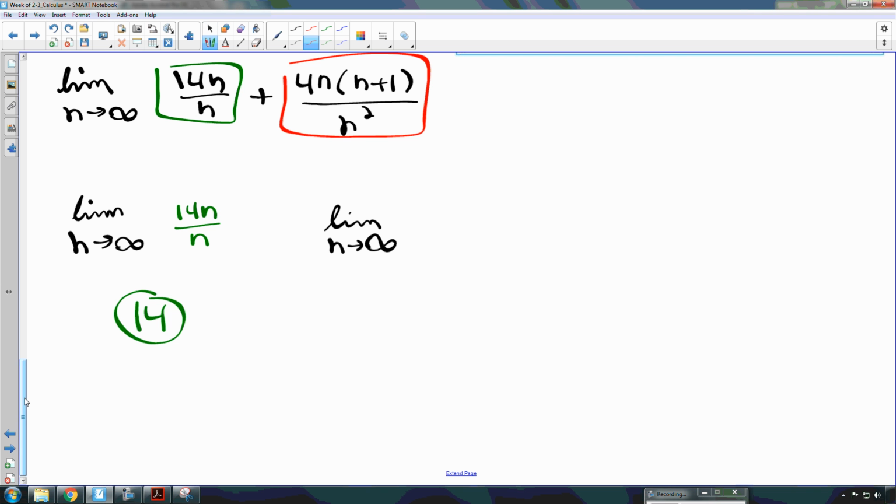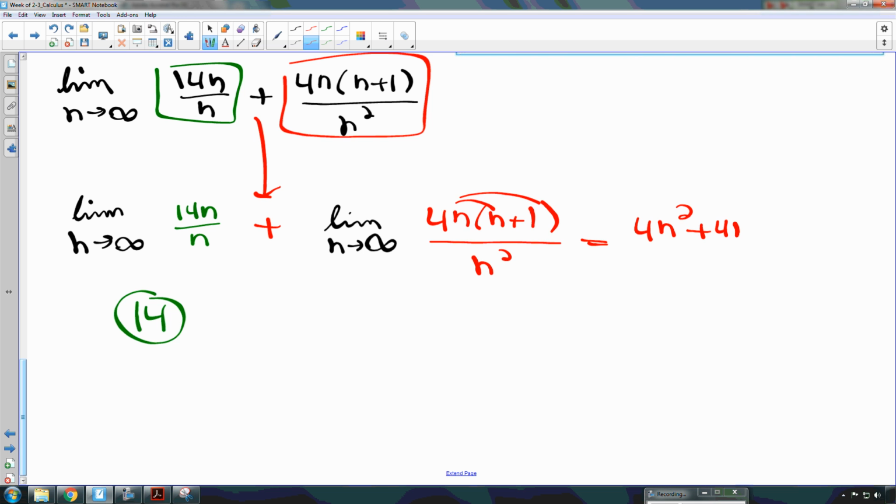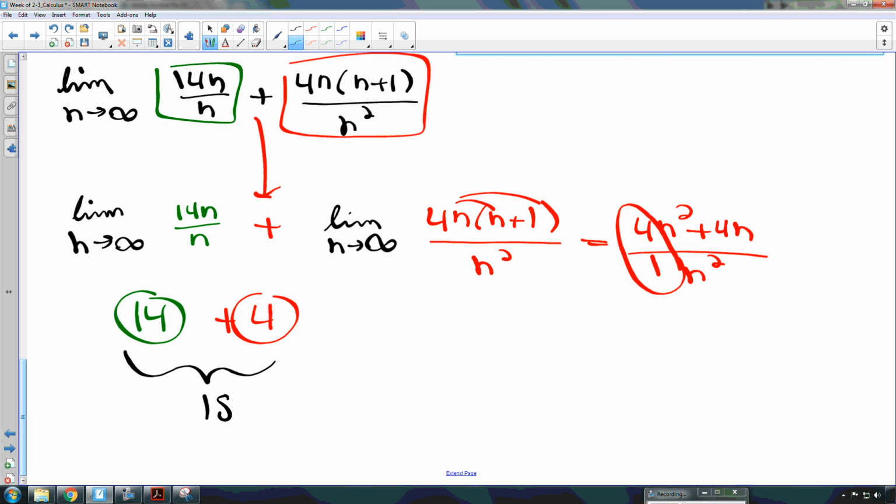This is the limit, so we're going to put the plus sign here. This is the plus sign of 4n times n plus 1 over n squared. What's the leading coefficient? Even if we distributed this out, we get 4n squared plus 4n over n squared, but we didn't need to do that. The leading coefficient tells us that the exponents are the same, so we divide those coefficients, so that's plus 4. The limits have been taken, and we get a final answer of 18.